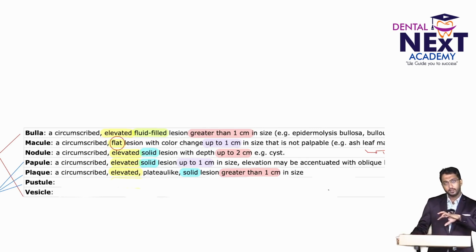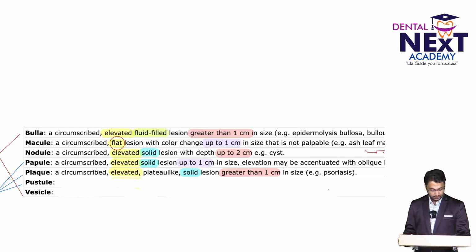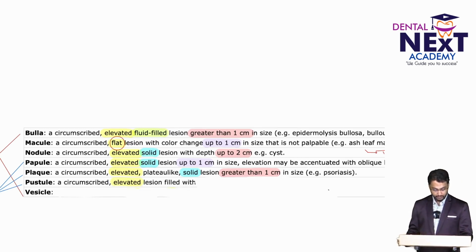They can give you this definition. You'll see different in different books. But once you understand the concept, you know what is what. Okay, 1 centimeter, 2 centimeter. Vesicles will be very, very important. Greater than 1 centimeter and less than 1 centimeter is very, very important. Now, pustule is a circumscribed, elevated lesion filled with fluid. What fluid is it? Pus, purulent fluid. Okay, less than 1 centimeter.